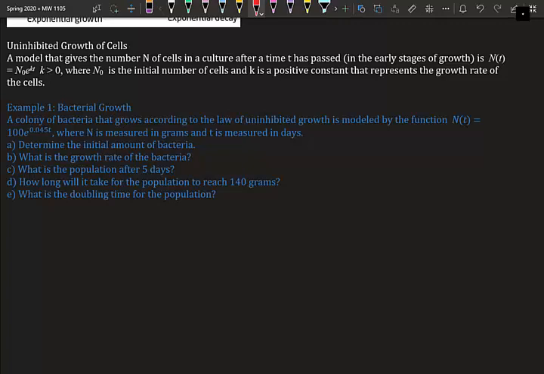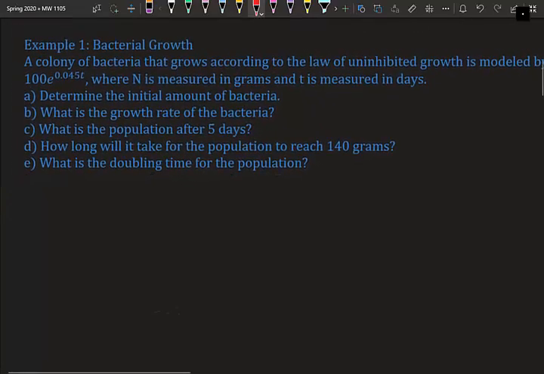So remember, t in math is always time. It will never, ever represent anything different. If it does, that mathematician just shouldn't be a mathematician. T is time, okay? So let's determine the initial amount of bacteria.